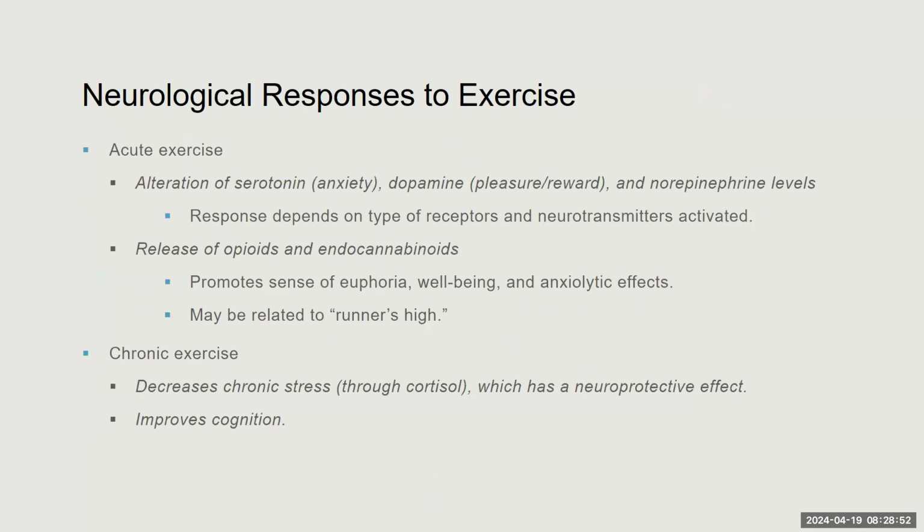The neurological responses to exercise. So acutely with exercise, you're going to have alteration of serotonin, dopamine, and norepinephrine levels. And this response is going to be dependent on the type of receptors and neurotransmitters that you activate. You actually will also get that release of opioids and endocannabinoids, which can promote a sense of euphoria, well-being, and anxiolytic effects, and that's what we think is likely what causes the runner's high.